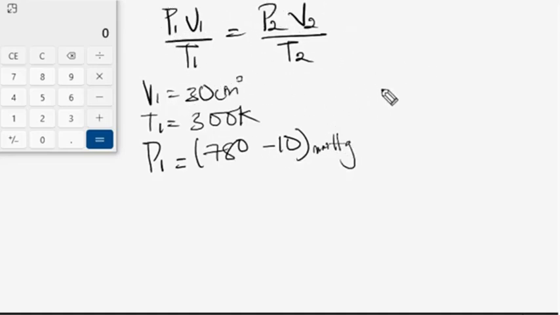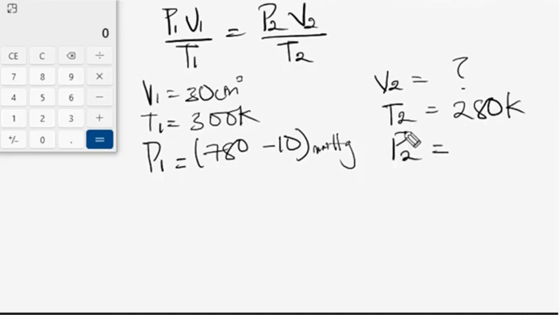So let's check out for this part. So V2 will be unknown since we are asked to calculate the volume of the gas. So already we know that V2 is unknown. Then T2 is the second temperature given to us, and that's 7 degrees Celsius. That would be like 280 Kelvin. And then for the P2, we have 760 millimeters of mercury from the question.